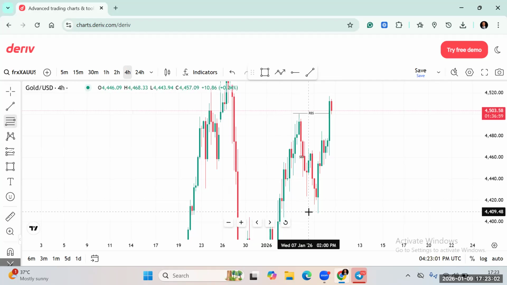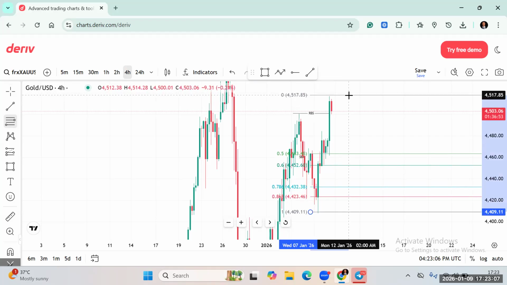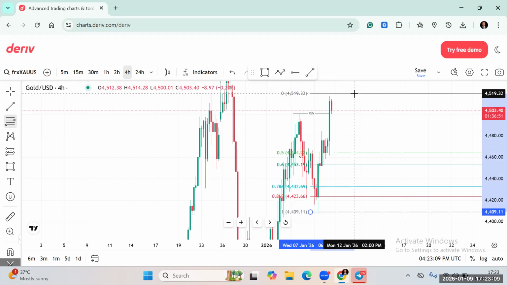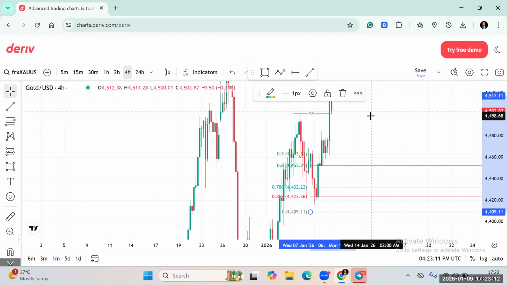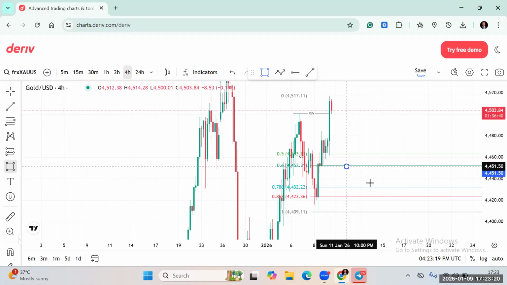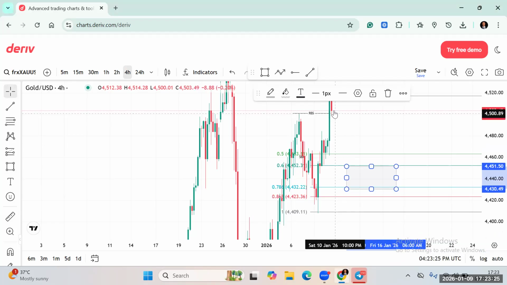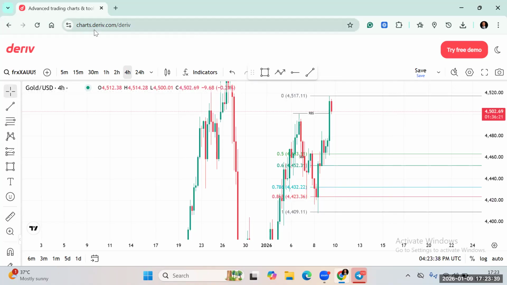So if you mark the range, and I think the range has finished, we'll be expecting a POI here. That is, we're expecting the gold to sell to this zone and then buy. But now when gold comes to this zone, you go to 15 minutes to confirm RBS on 15 minutes, mark the range and wait for price to come back to your POI. That's what we do. That's how you do it.